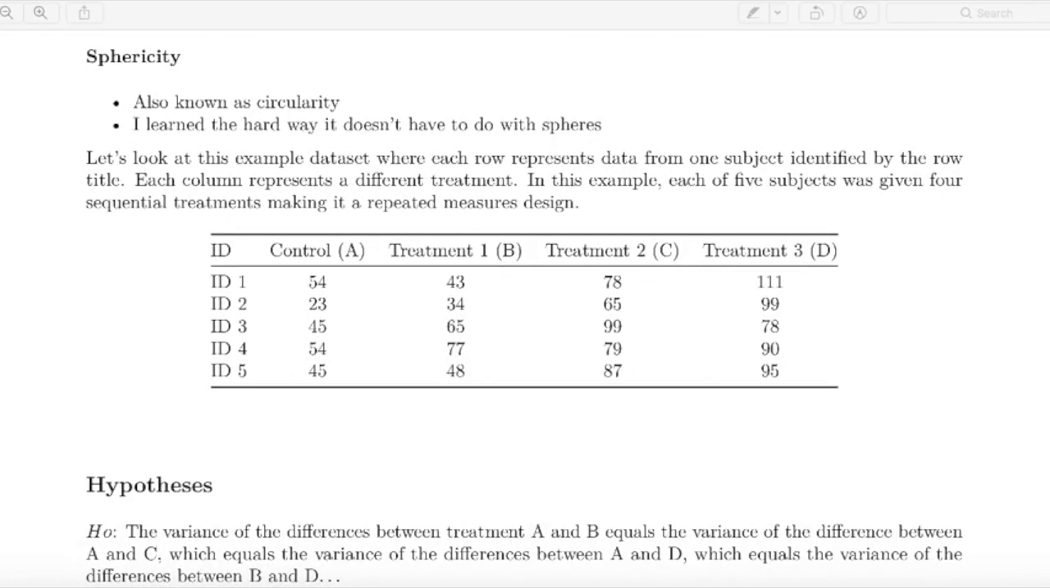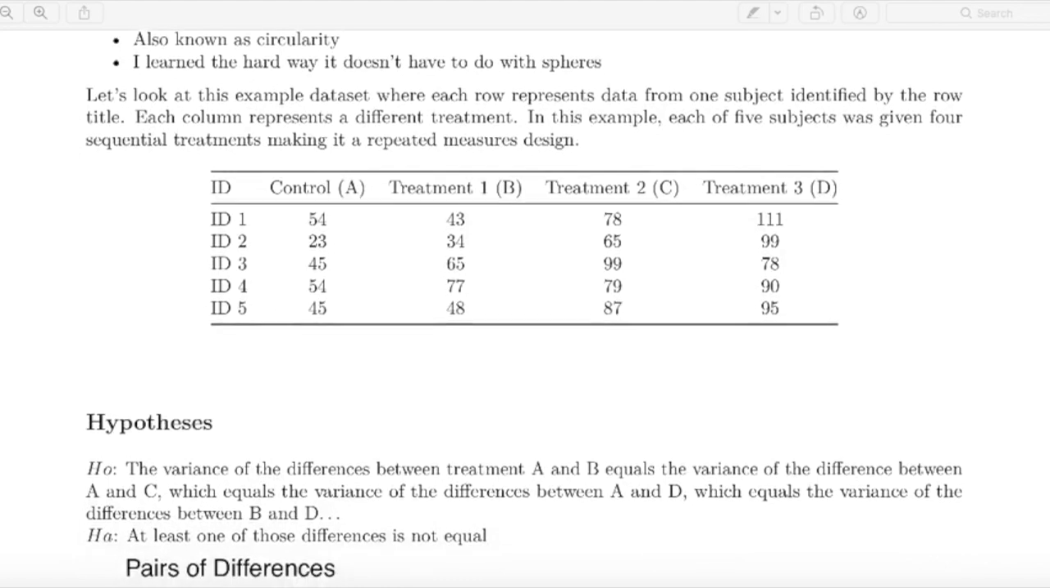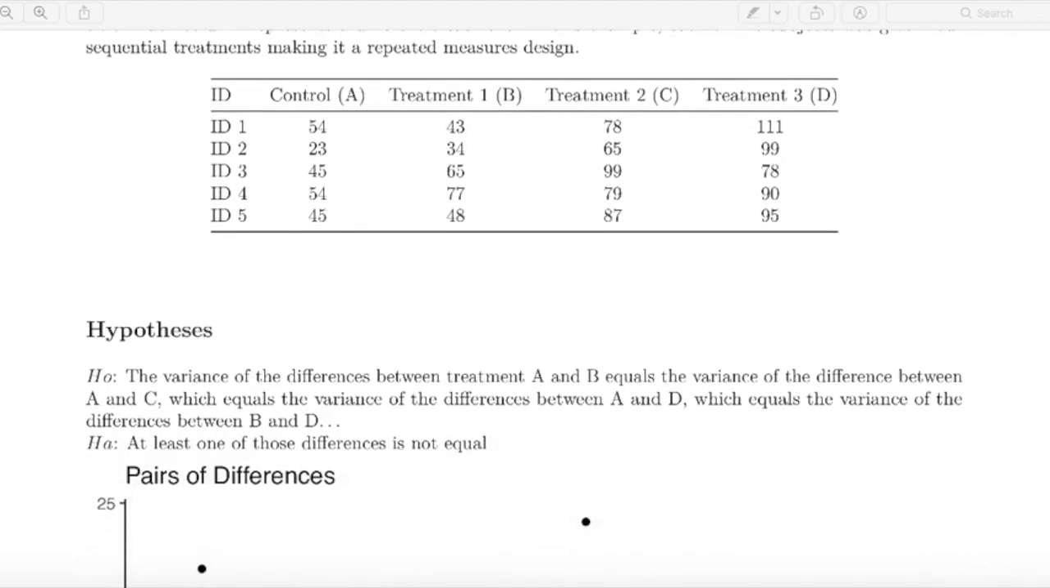So I created a sample data set to explain what sphericity is. Let's say I have a data set with people in it, and they were split into control and 3 different treatments, which I just label A, B, C, and D. There are 5 in each treatment. I mean, this would never fly in the real world. We would need more. But I'm just going to try to show you what sphericity entails.